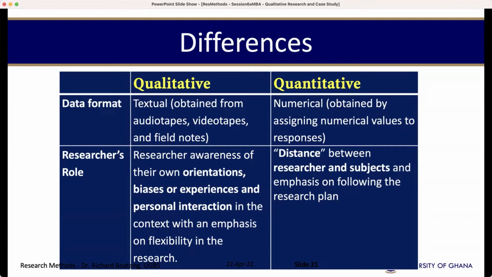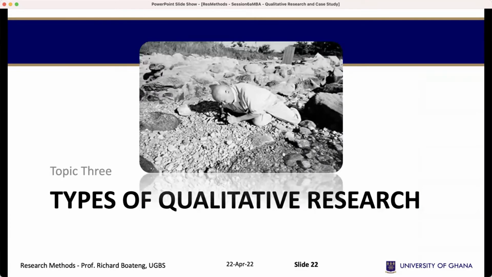Qualitative is quite different. They appreciate the subjectivity in the study and try to make it as easy as possible for people to participate. So the researcher is aware of his own biases and the experiences he brings into the study, and that can shape the decisions he takes in the study. Okay. Any question on the differences?